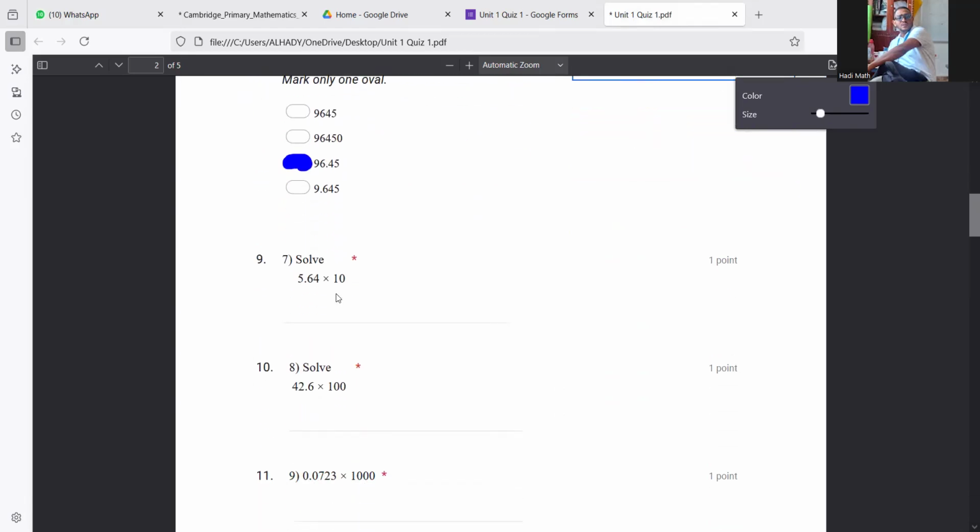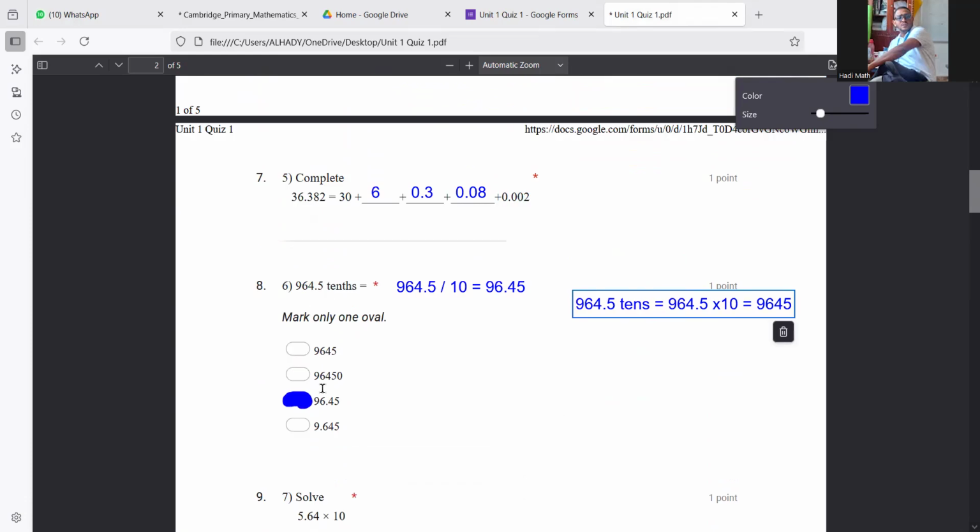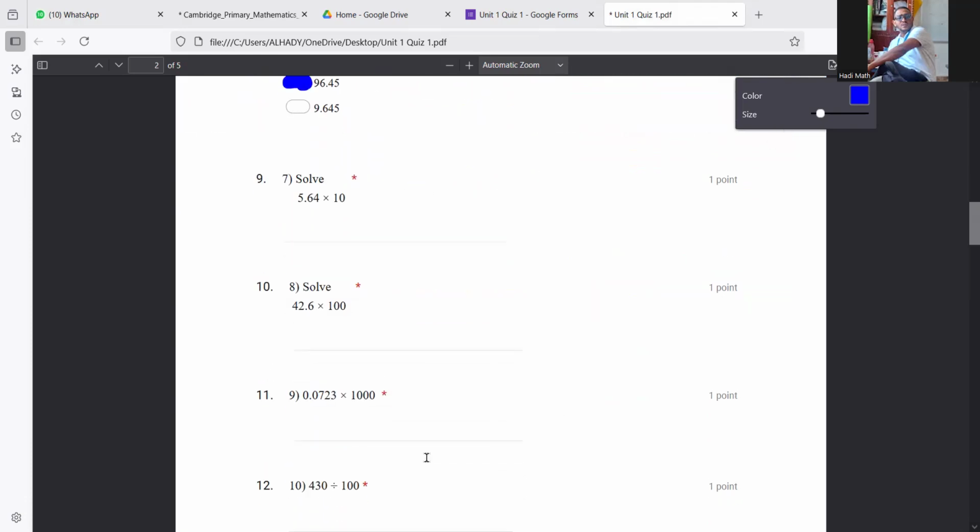Let's go to this question. Multiply by 10. When you multiply by 10, a decimal, we say decimal point jumps one place to the right. 5.64, this decimal point jumps one place to the right. From here, it will just go here. It will be 56.4. And when you multiply by 100, it is 42.6 multiplied by 100. When you multiply by 100, this decimal point goes two places to the right, 1. You don't have another place but 0.